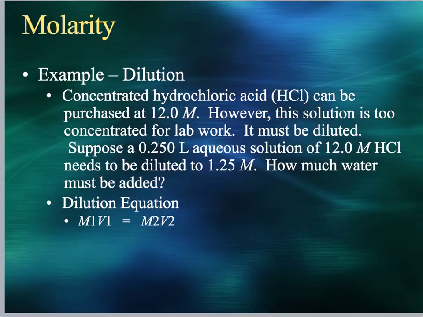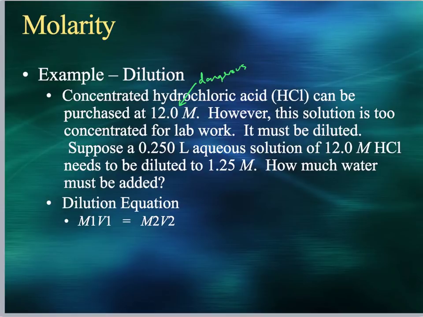So here's an example of a dilution problem. It says concentrated hydrochloric acid, HCl, can be purchased at 12.0 molar. That is stock solution HCl. This stuff is dangerous, right? 12 molar acid, that's going to hurt. You don't want that on you. However, the solution is too concentrated for lab work.